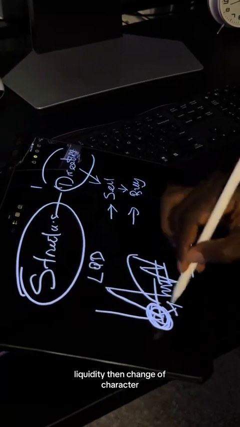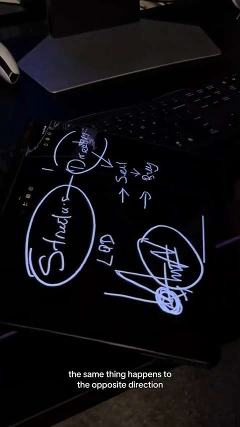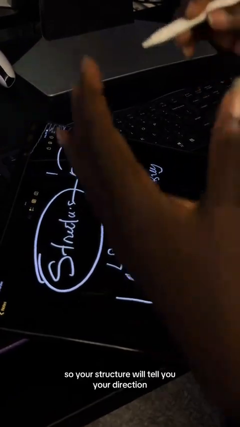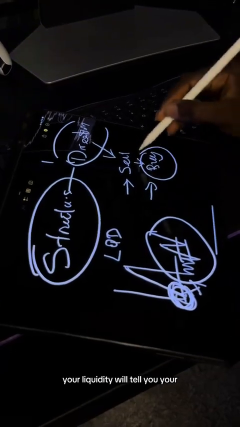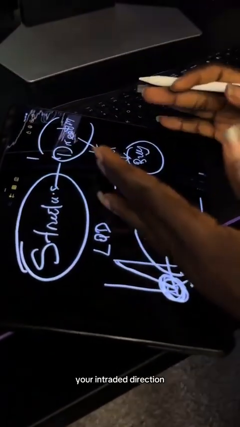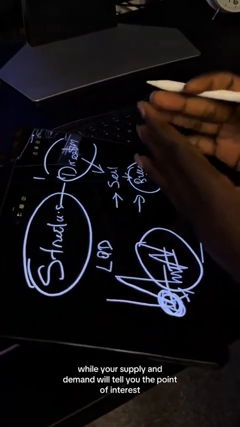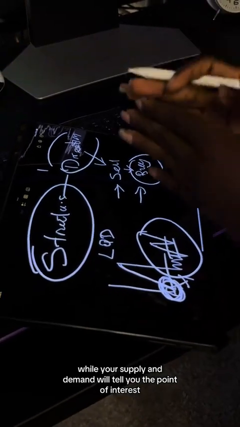Liquidity, then change of character. The same thing happens in the opposite direction. So your structure will tell you your direction. Your liquidity will tell you your intraday direction. While your supply and demand will tell you the point of interest you need to work with.